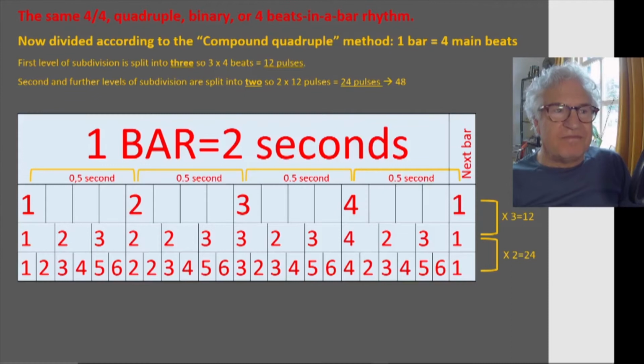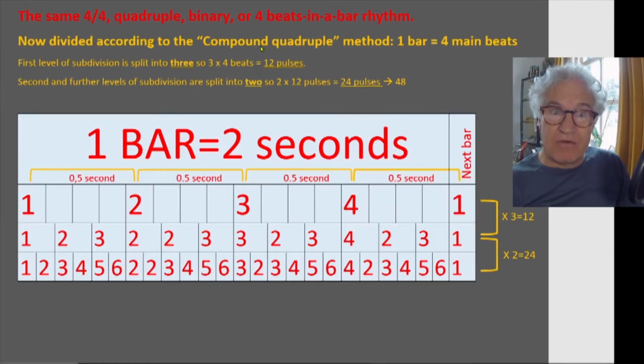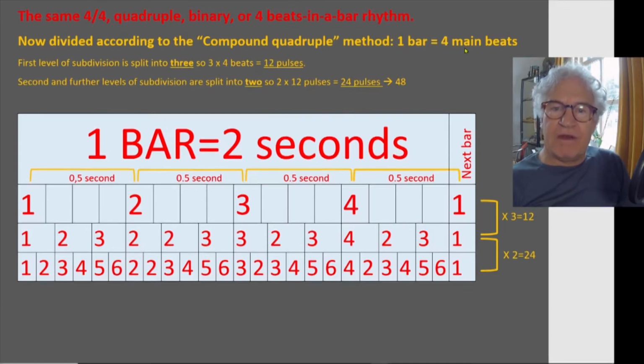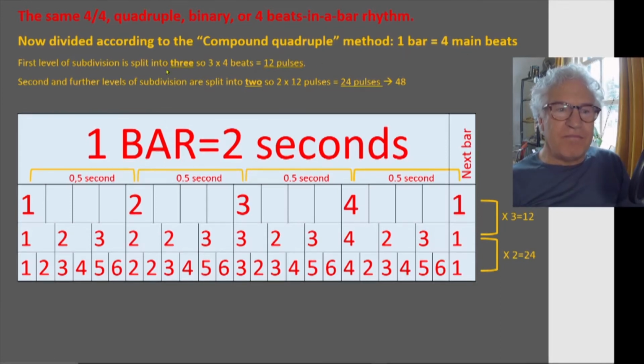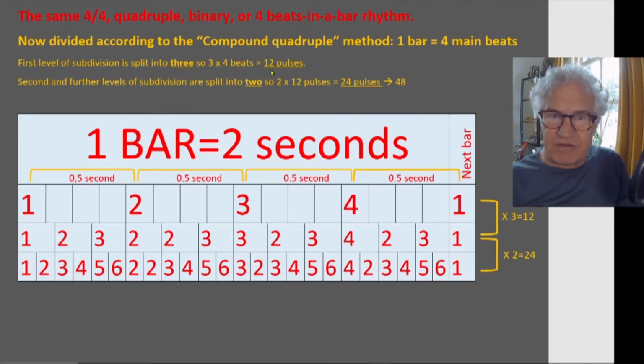Next, the same quadruple, four beats in a bar rhythm. 1, 2, 3, 4. 1, 2, 3, 4. But now we will divide it according to the compound method. Again, one bar is four main beats, but the first level of subdivision is split into three. So three times four main beats is 12 sub-beats, 12 pulses, 12 tones, shorter tones.